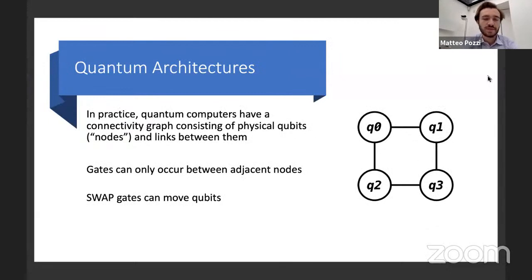One concept that's very important in routing is the idea of a quantum architecture. In practice, quantum computers have a connectivity graph consisting of physical qubits or nodes and links between them. When we design a quantum circuit, we assume that any 2 qubits can interact, but in reality, they can only interact based on the nodes that they're currently residing in, and depending on the connectivity constraints of the target quantum architecture. So swap gates can move qubits. Effectively, you can swap qubits around, and so we can swap, for example, Q0 and Q1 along the top edge in this simple graph.